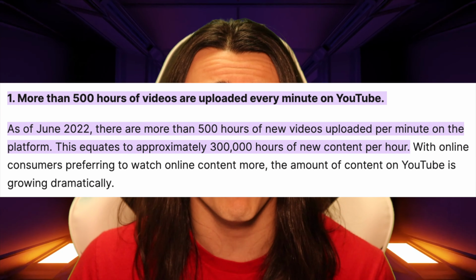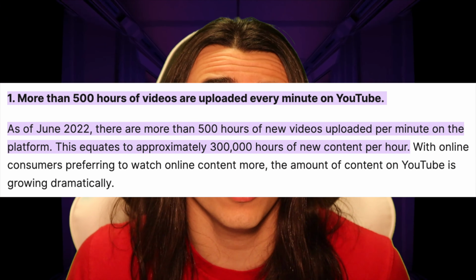Bitrate is pretty much all the video data that you are seeing at a particular moment. The thing is, every minute, 500 hours of video are uploaded to YouTube, and YouTube servers can only handle so much. So YouTube puts a limit on how many bits per second can be processed within a video you're uploading.